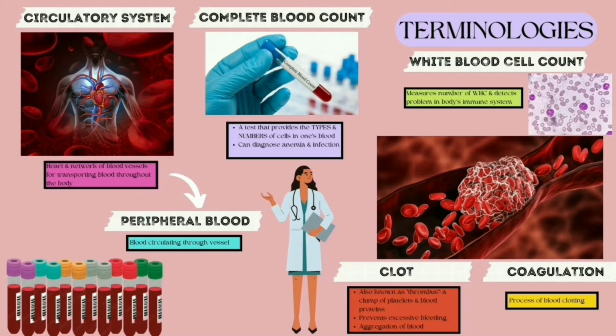So besides complete blood count, we also have white blood cell count, which measures the number of white blood cells in the body. This can help to identify and detect any problem with our body's immune system. The next word is clot, which is also called thrombus, basically a clump of platelets and blood proteins. It is also called the aggregation of blood. The clotting factor is important as it can help to prevent excessive bleeding. And the next word is coagulation, which basically means the process of blood clotting.